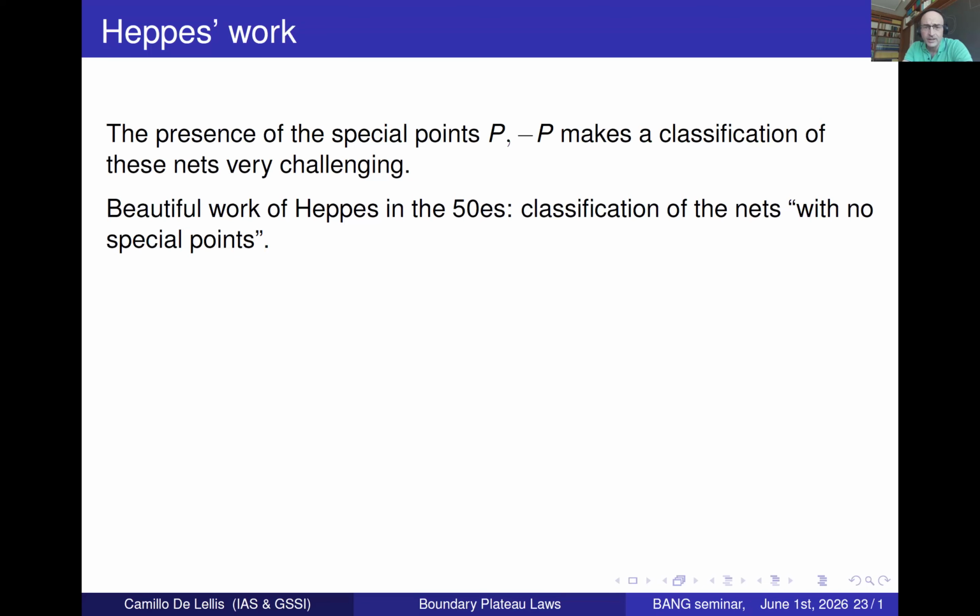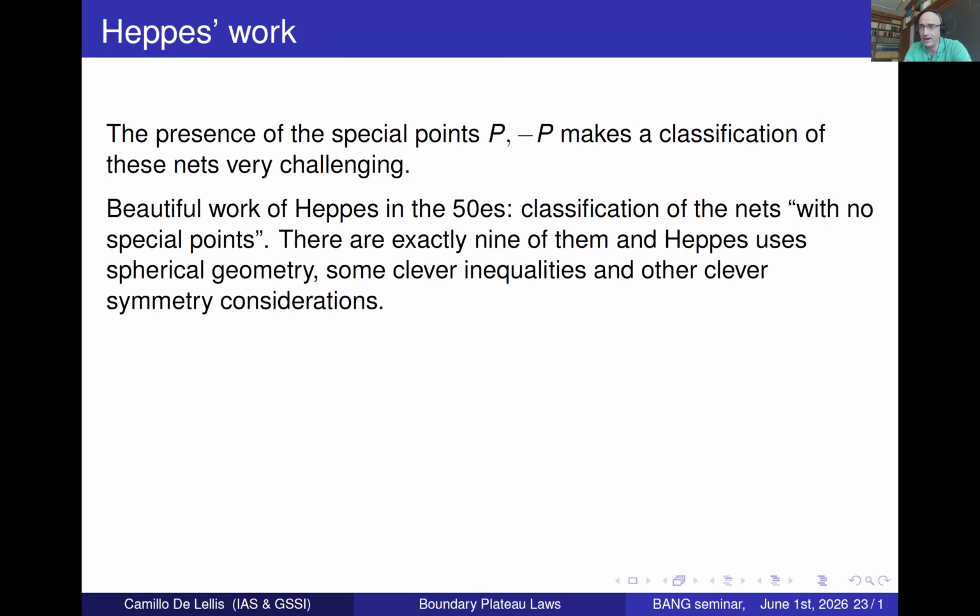So it's a beautiful work, absolutely gorgeous. It uses very clever inequalities and symmetry considerations, and it turns out that there are actually 9 such nets, and they are all rigid up to symmetries. So there's no one-parameter family of these objects. I mean, they're all kind of isolated. Of course, you can move them around by using isometries, but otherwise, up to isometries, there's really just 9 of them.